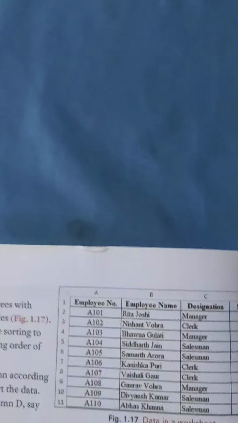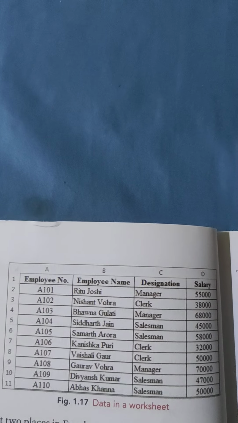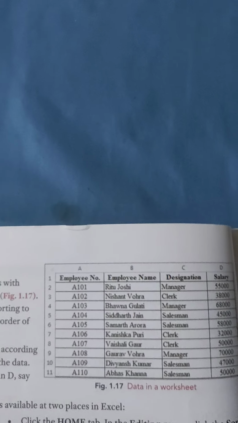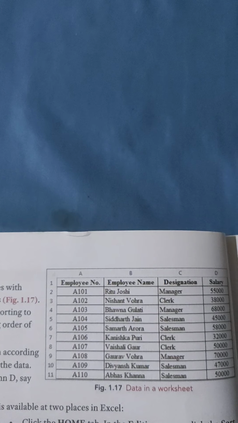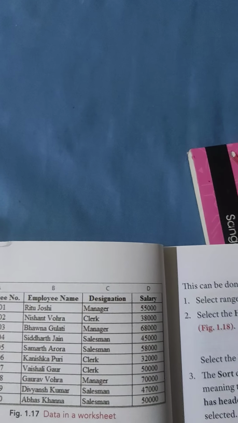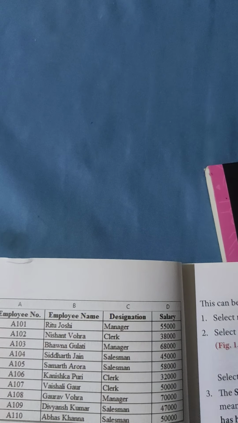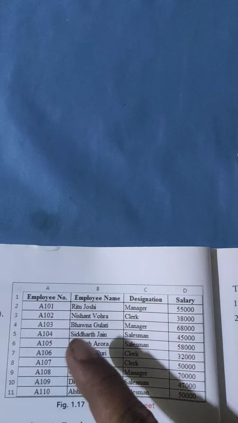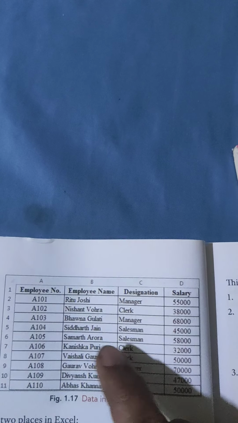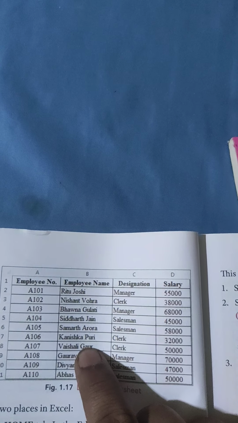That means if you want to arrange the names of the employees in ascending order, that is from A to Z, the letters come first in that way. For example, the first letter, that is A, would appear here. So this name, Abbas Khanna, would appear first if you have sorted this particular column containing employee name.